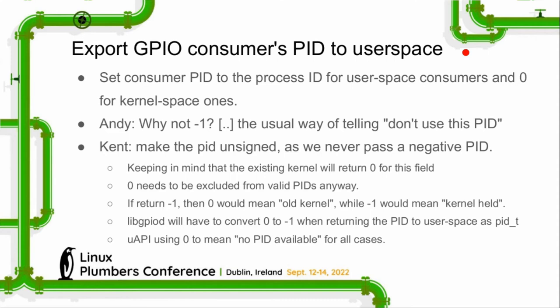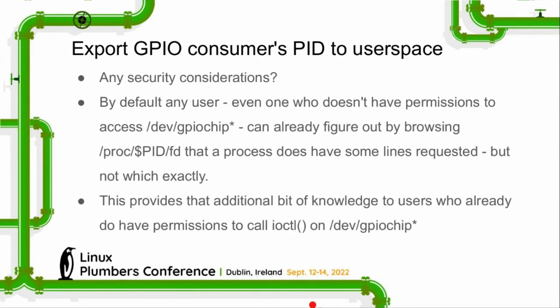There was the other aspect of security, which I don't know if you had thought any more about. It seemed like it's probably not an issue. I don't think it is an issue because on a default configuration in any Linux distro, any user can browse /proc/PID/fd and check what kind of file descriptors a process has open, and it will show up as anon_inode GPIO line. You will not be able to see which lines exactly, but you will be able to see that this process holds some lines. Okay.